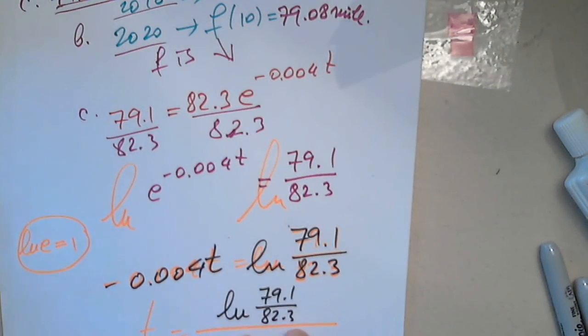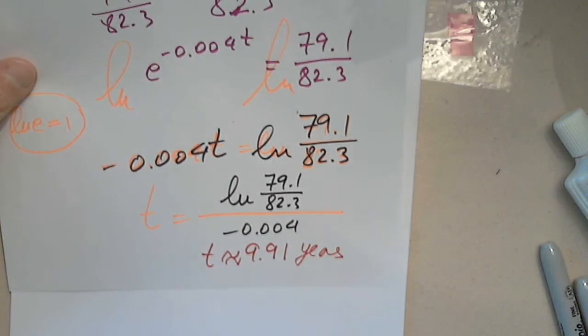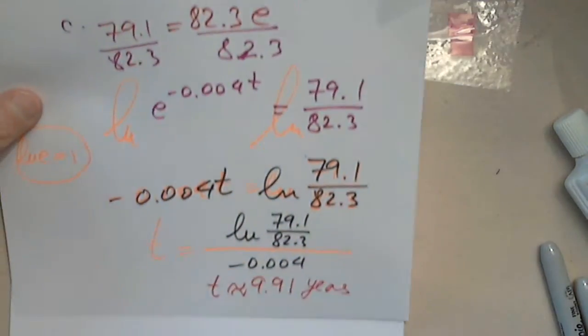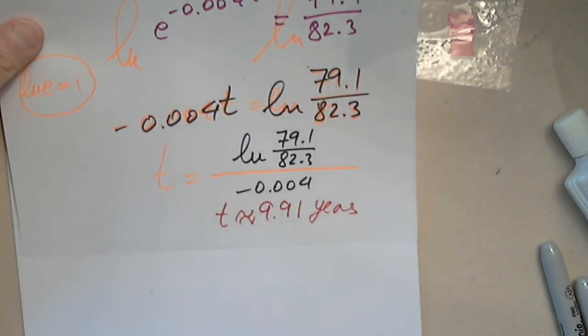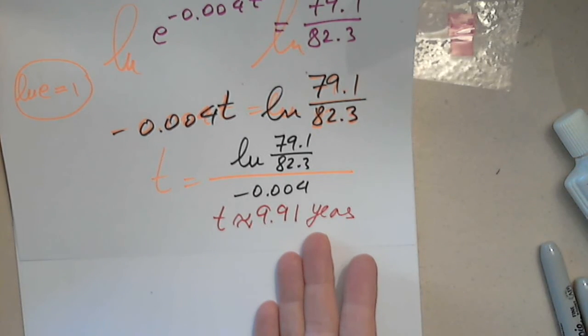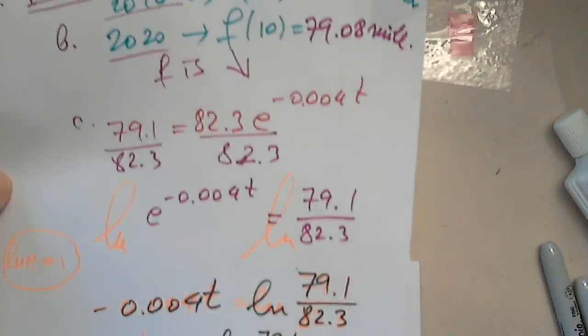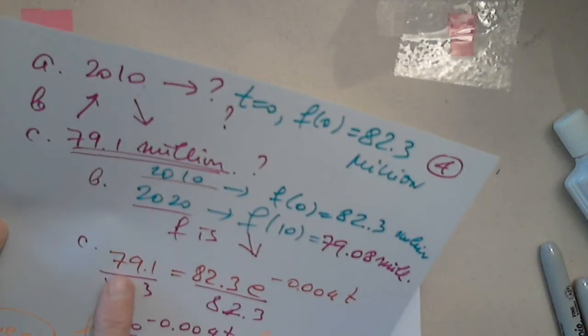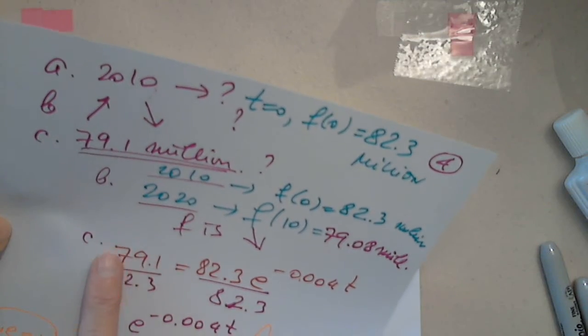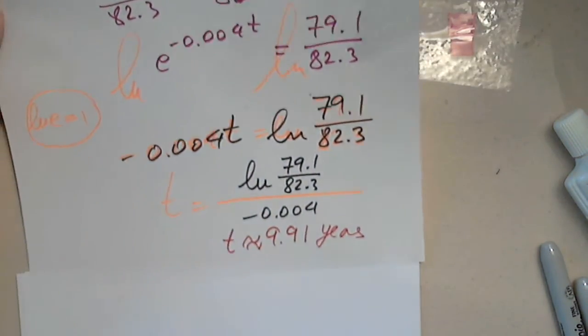Yes, I was expecting to see roughly 10, but that's what it is, roughly 10. Not exactly, it's not exactly the same. So in approximately 9.91 years since 2010, which is roughly at the end of 2019, the population of Germany should be in the vicinity of 79.1, according to the model.